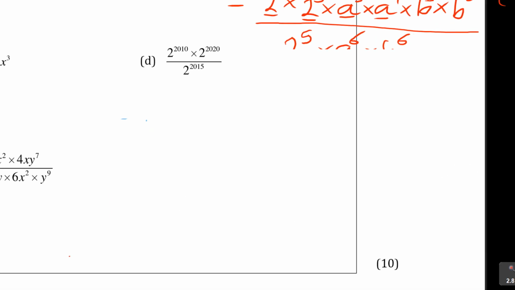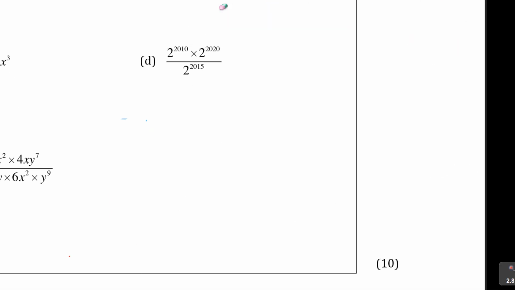Look at this one. Also not complicated, but you need to be very sensitive. Look at this D. They are saying here, you are simplifying what? Let me write it so that it's clear. This is 2010 times 2 to the power 2020.